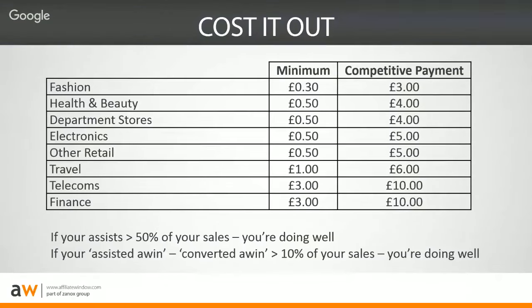You know, what sector do you promote the most? What's the absolute minimum you should be asking for by means of an assist payment? And how effective are you? How much are you being undervalued by this last click wins model? Just some general rules of thumb.